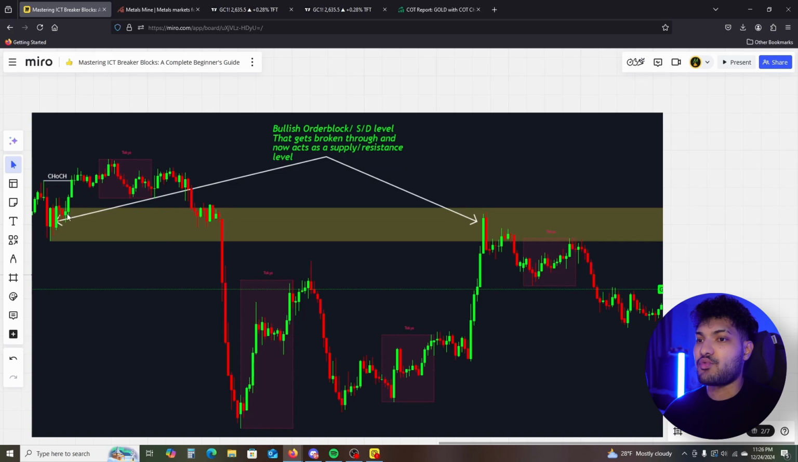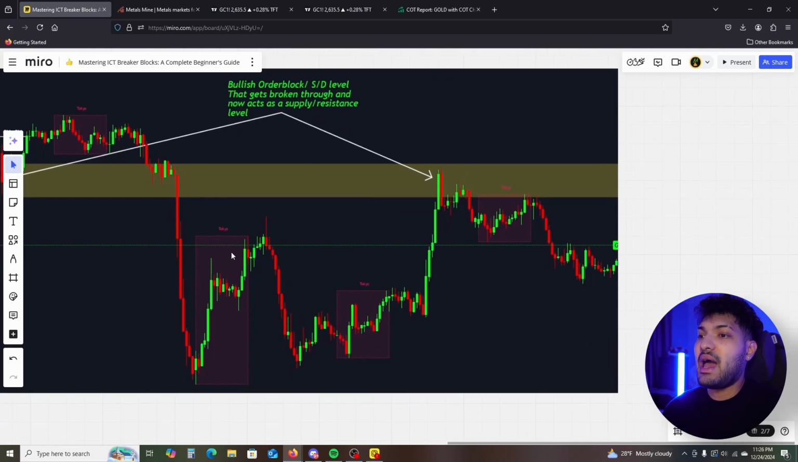And now this last red candle before that up move is going to be your order block, your bullish order block. But look what happens, right? As we see, price comes in to retest that order block and then just immediately dumps through. Now, this area is going to be your breaker block because it's the last point of interest that price broke through and got invalidated, right?